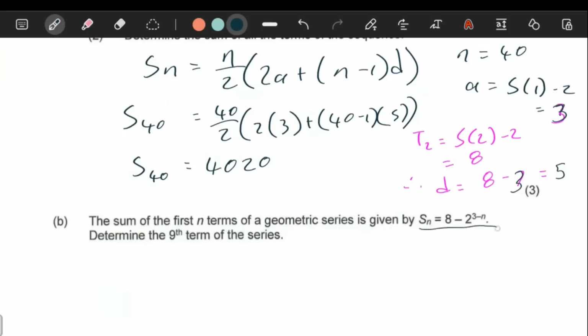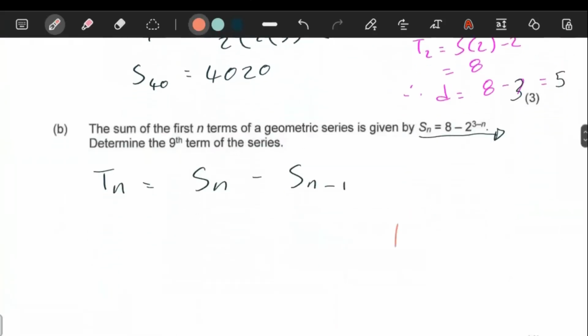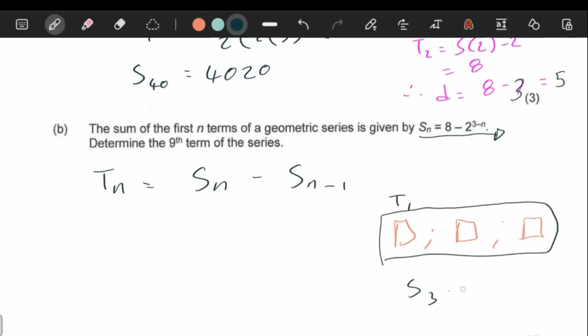B says the sum of the first n terms of a geometric series is given by this equation. Determine the 9th term in the series. The fortunate thing is, depending on the theory that you know, a specific term in a sequence is equal to Sn minus Sn minus 1. Meaning, for example, if you have 3 terms, term number 1, term number 2, term number 3, if you want to find out what T1 is, you're just going to say the sum of the first 3 terms minus the sum of the... wait. No.